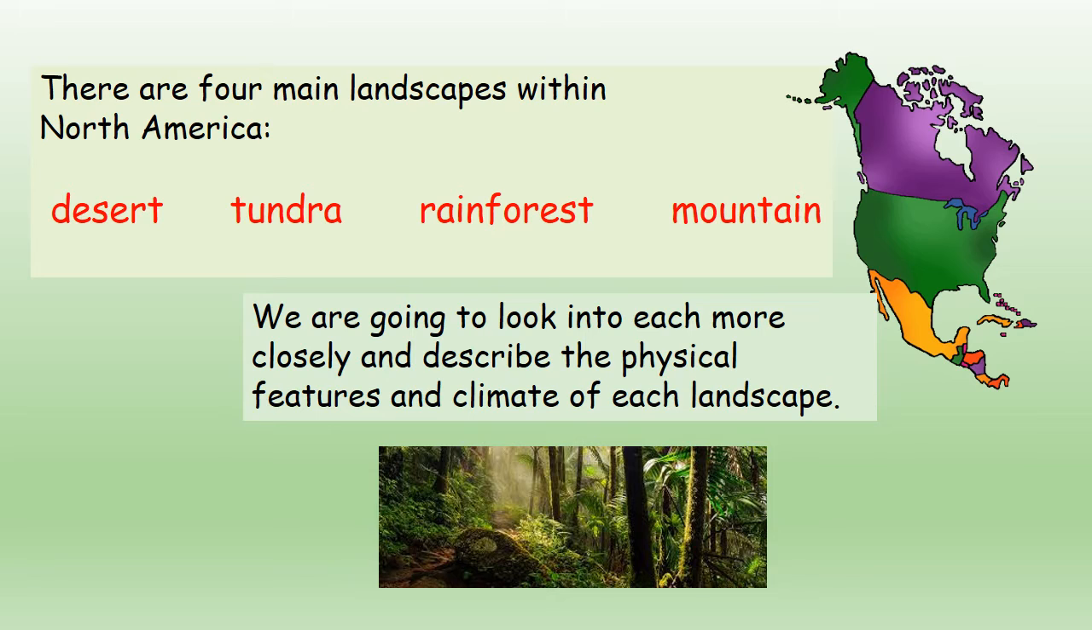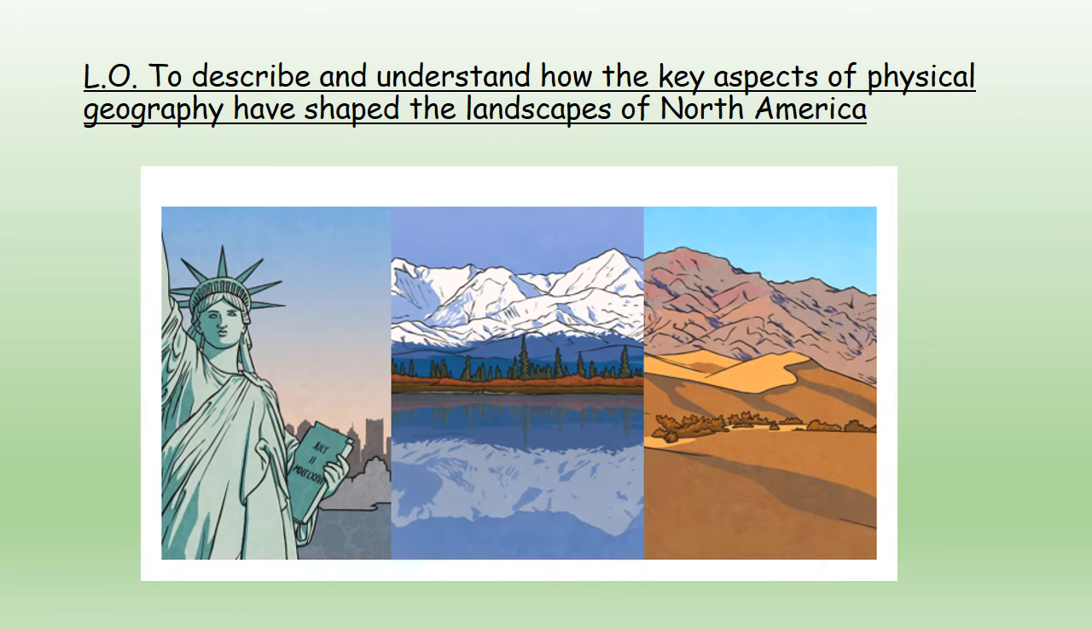There are four main landscapes within North America: mountain, tundra, rainforest, and desert. We're going to look into each more closely and describe the physical features and the climate of each landscape. Have a careful look at the landscapes on the following 4 slides. Take as much time as you need and think of some descriptive words for each of the landscapes. You can pause each one as you go along if you like and make some notes.